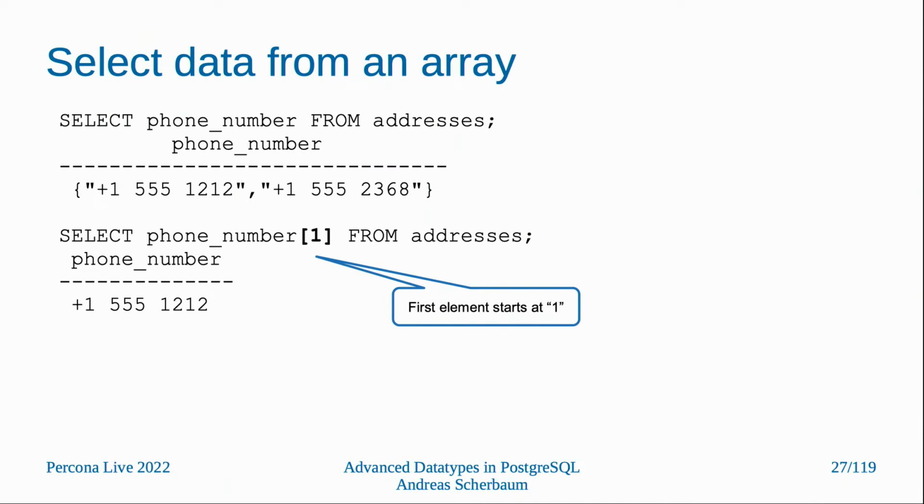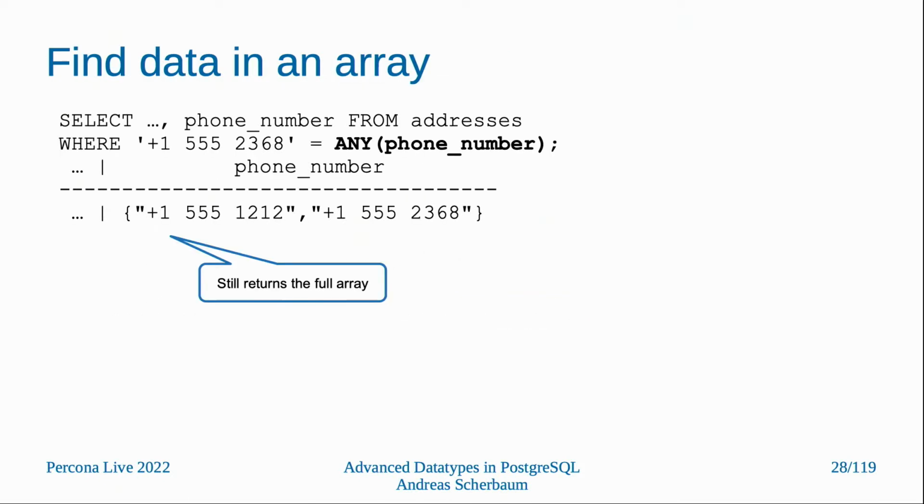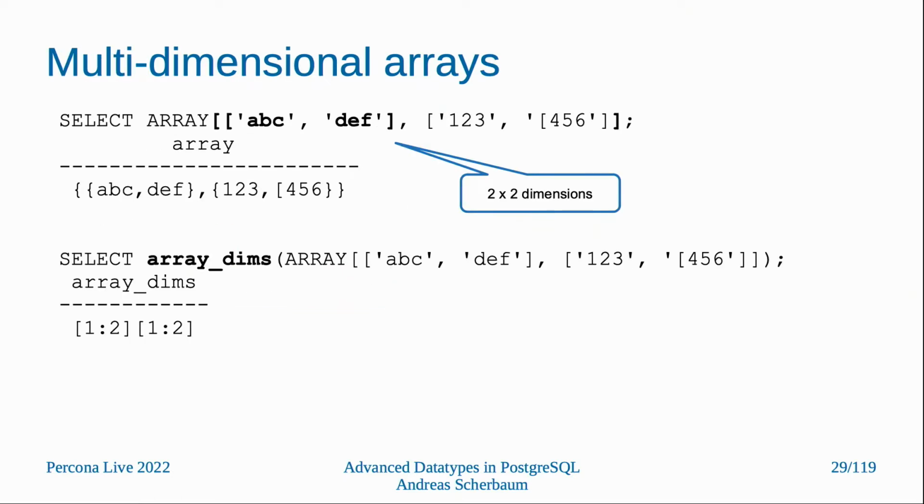Then of course I can select the entire field. If I just select the field, I get my entire array back, in curly braces here. But I can also select just one value, like in every programming language where you have arrays. It starts at 1, not at 0. So the first value in my array is at position 1. I can also search in my array, so I can find out if a specific phone number is in my array. I can use it as an address book and look up something.